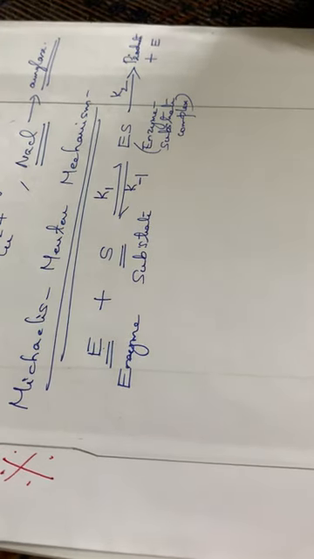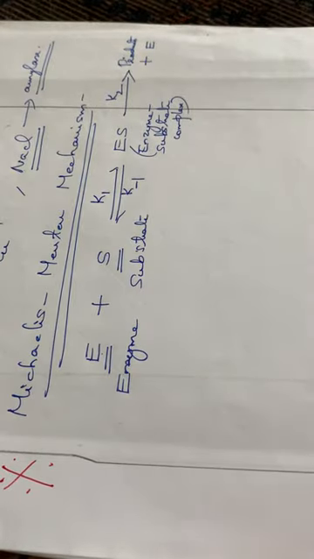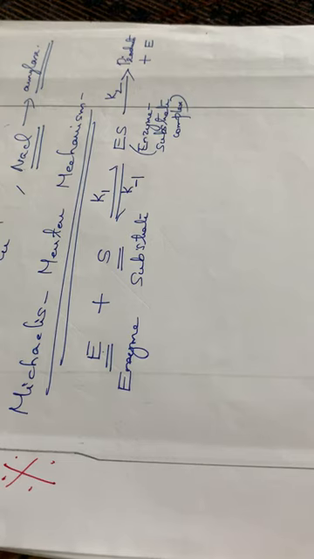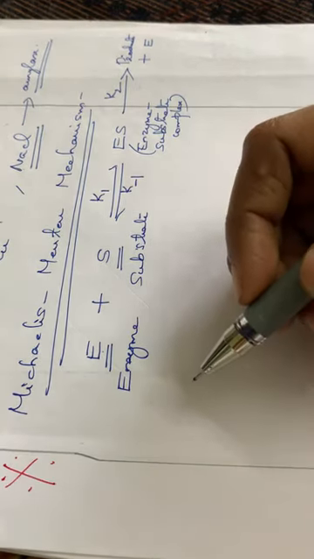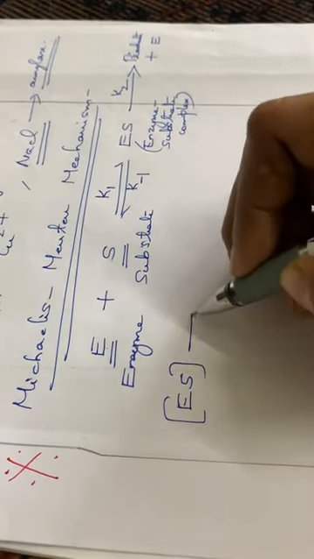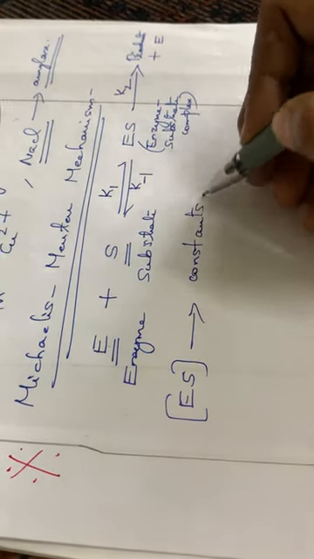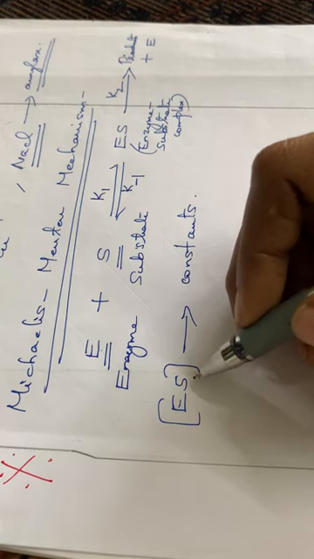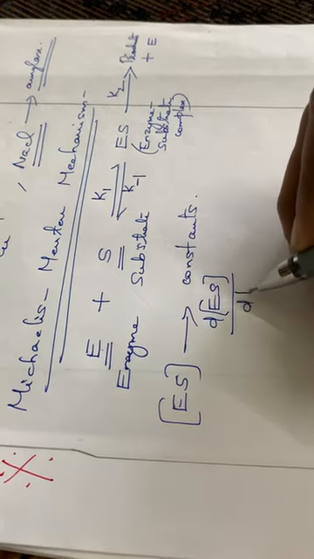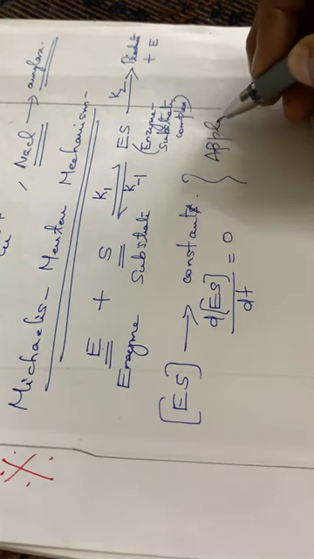So here we can apply the steady state approximation. Have you heard of steady state approximation? Steady state approximation means the concentration of ES, that is the enzyme substrate complex concentration, is a constant. Or with respect to time, the rate of change of this ES will be equal to 0, that is d[ES]/dt will be equal to 0.